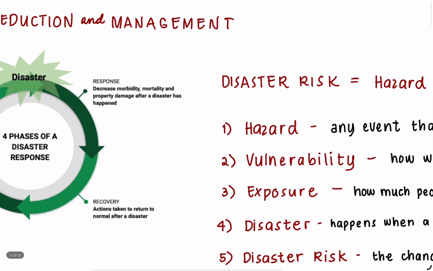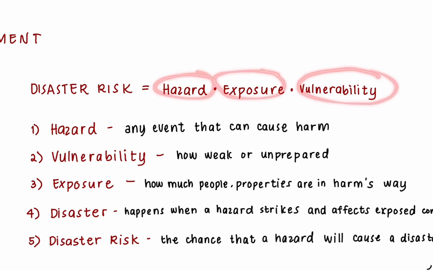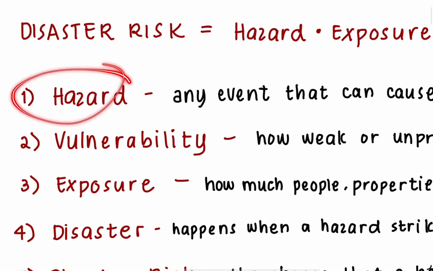Disaster risk can be explained through a formula, and here it is. Hazard multiplied by exposure multiplied by vulnerability. And let me explain each of these terms right here, their meaning, and when all of these are combined, they explain why disasters affect people differently. So let us start with hazard.